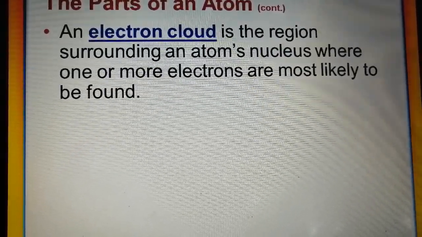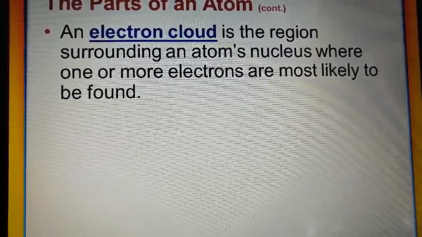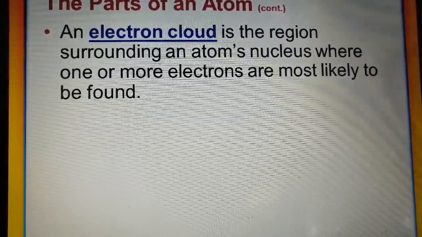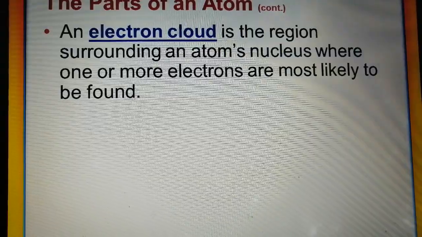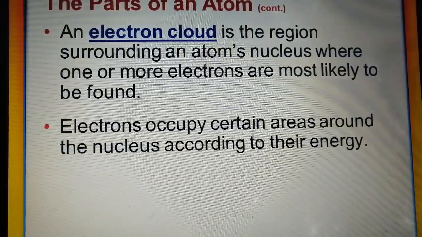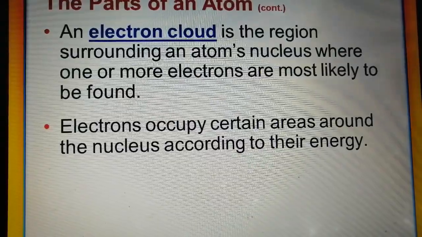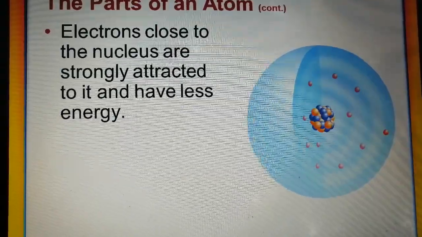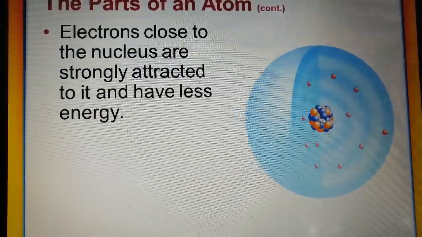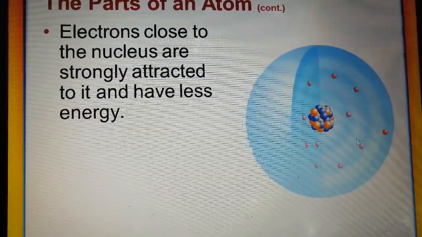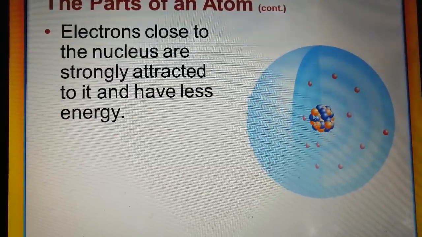And now, the electron cloud. The electron cloud is the region surrounding an atom's nucleus, where one or more electrons are most likely to be found. Electrons occupy certain areas around the nucleus according to their energy. Look at here, this is the nucleus, okay? Around the nucleus here we have electron clouds.